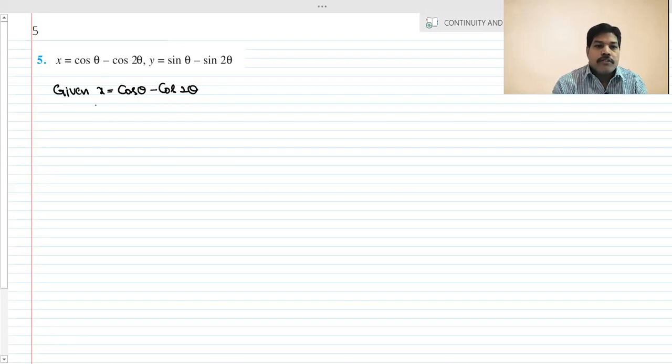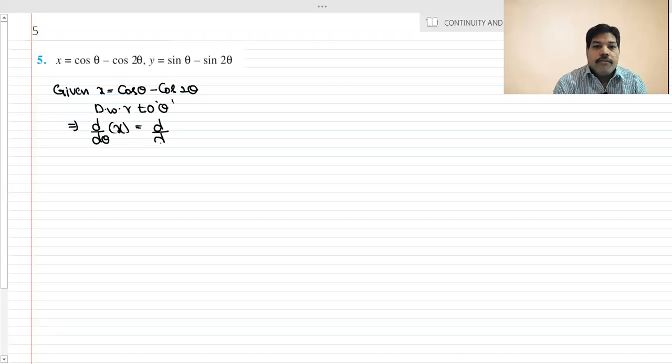What we will do is differentiate with respect to theta. Why? Because in the previous question we differentiated with respect to t, so here we are going to differentiate with respect to theta. So then what happens here? That implies dx by d theta is equal to the derivative of cos theta minus cos 2 theta.